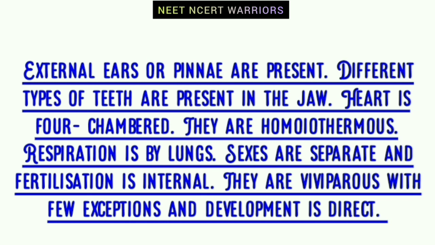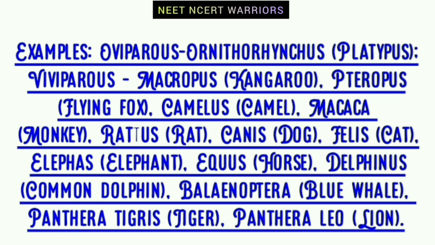Heart is four-chambered. They are homoeothermous. Respiration is by lungs. Sexes are separate and fertilization is internal. They are viviparous with few exceptions and development is direct. Examples: oviparous Ornithorhynchus, platypus, viviparous Macropus, kangaroo, Pteropus, flying fox, Camelus, camel, Macaca, monkey, Rattus, rat, Canis, dog, Felis, cat, Elephas, elephant, Equus, horse, Delphinus, common dolphin, Balaenoptera, blue whale, Panthera tigris, tiger, Panthera leo, lion.